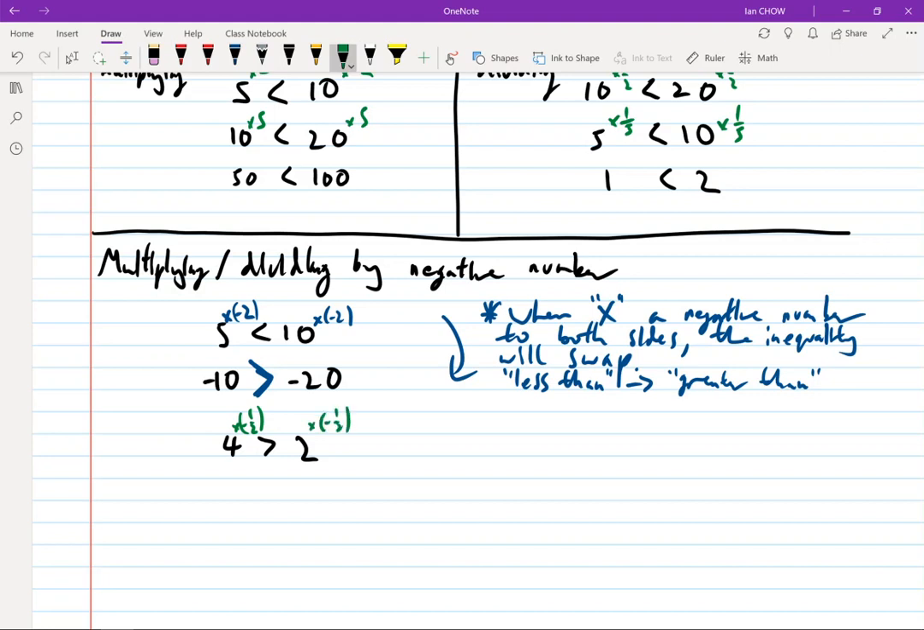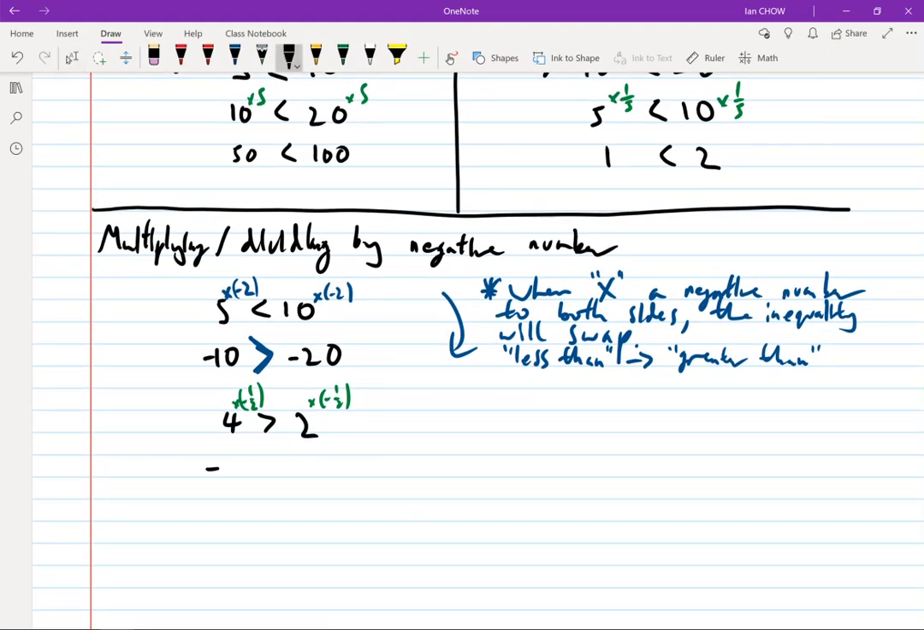What happens if we multiply both sides by negative half? So first of all, if we multiply by a negative number, it turns into a negative number. And then you multiply it by half as well. And so 4 times half is 2. Negative of 2 will be the result. And so this will now become negative 2.